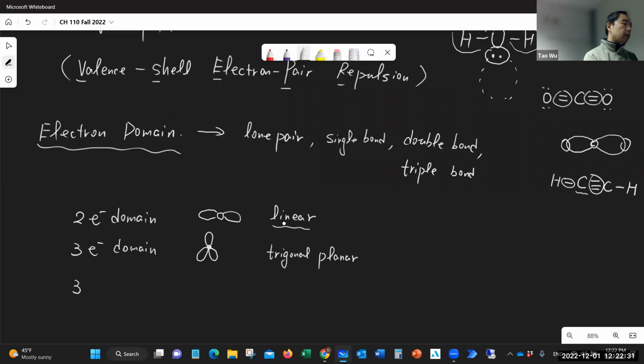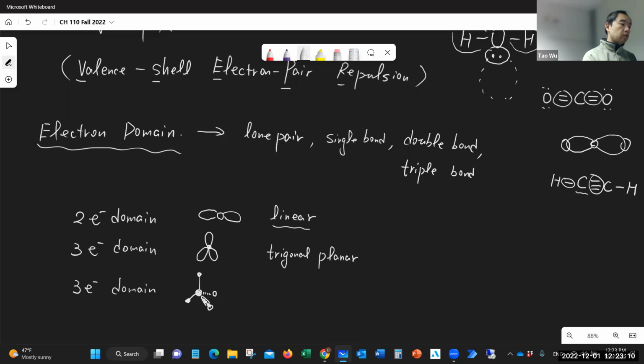But if you have 4 electron domains, then this one is complicated. It's not 2D anymore. It becomes a 3D shape. The 3D shape is hard to draw, and usually we use wedge and dash to draw 3D structures. The wedge means the bond sticks out from the flat 2D plane. The dash means the bond sticks in.